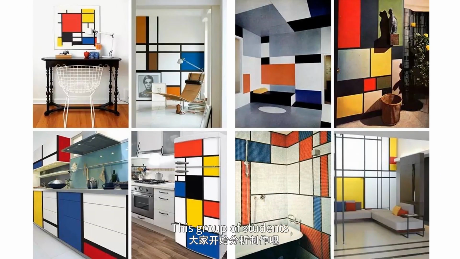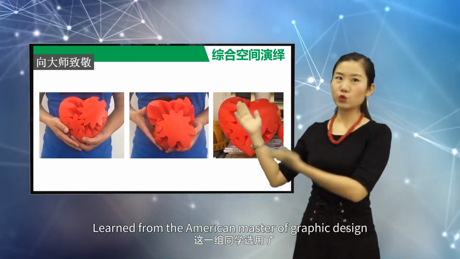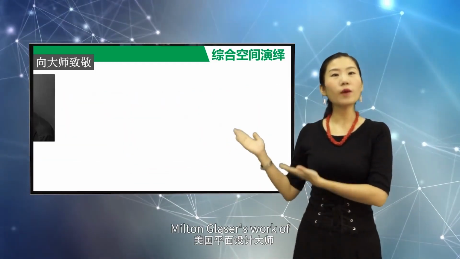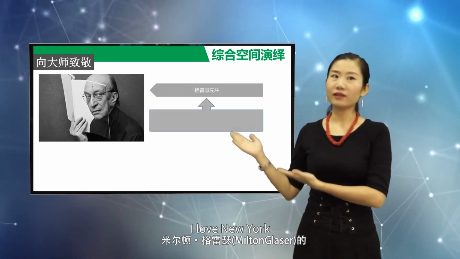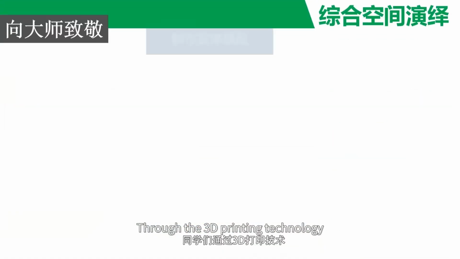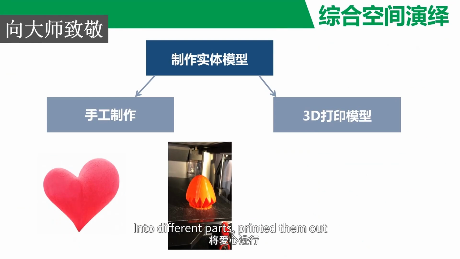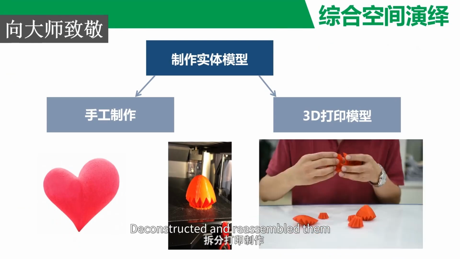We can see this group of students learn from the American master of graphic design, Milton Glaser's work of I Love New York. Through the 3D printing technology, the students split the shape of a heart into different parts, printed them out, deconstructed, and reassembled them.